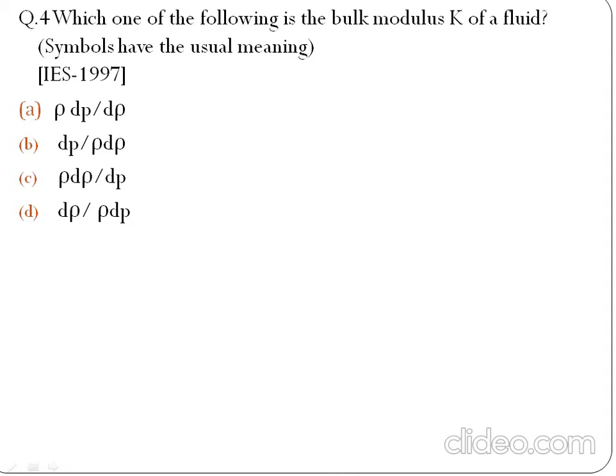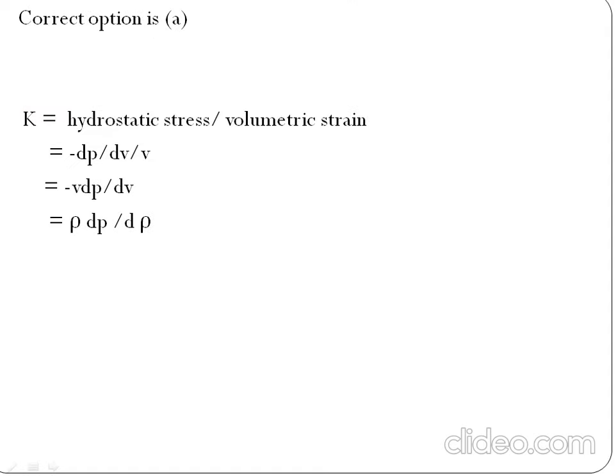Option D, d rho upon rho dp. So correct answer is option A, because bulk modulus is defined as hydrostatic stress upon volumetric strain, which is equal to minus dp upon dv upon v. So we know dp upon dv is equal to say dp upon d rho. So bulk modulus is equal to say rho dp upon d rho.